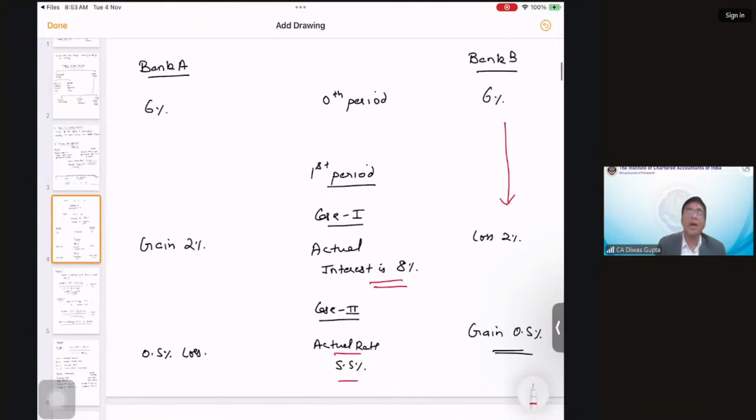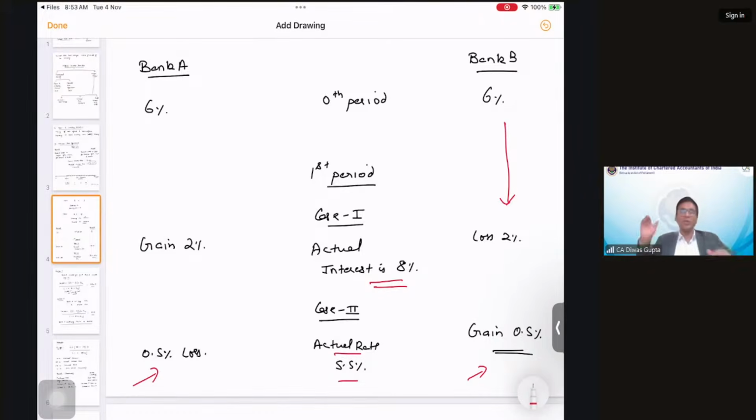Now, the second case, if let's say the actual rate is 5.5% after the first period, then Bank A will think, in the open market, I am getting this at 5.5%. However, I have a commitment to borrow at 6%. So 0.5 I will have to pay extra, right? So that is my loss. And Bank B will say that in the open market, I could have invested at 5.5%, but due to this, I'm investing at a higher rate of 6%. So 0.5 becomes my gain.